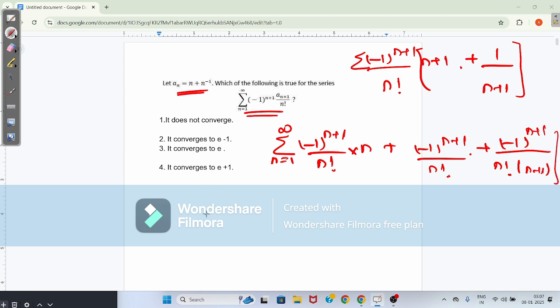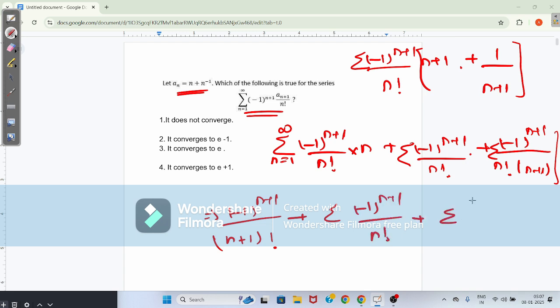Now when you multiply all these values, what you will get is (minus 1) whole power n plus 1, and the remaining value is n plus 1 factorial, plus sigma of (minus 1) whole power n plus 1 by n factorial, plus sigma of (minus 1) whole power n plus 1 by, when you multiply these two values, n plus 1 factorial.